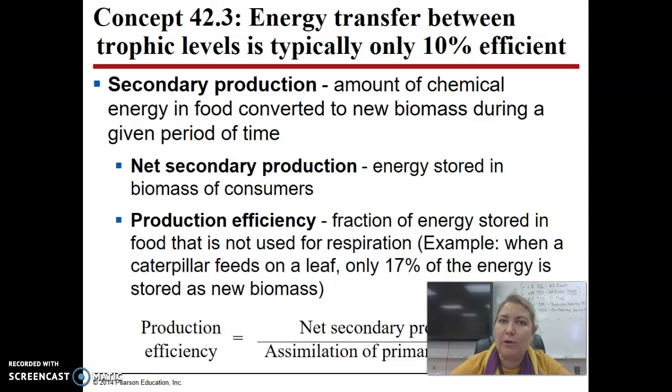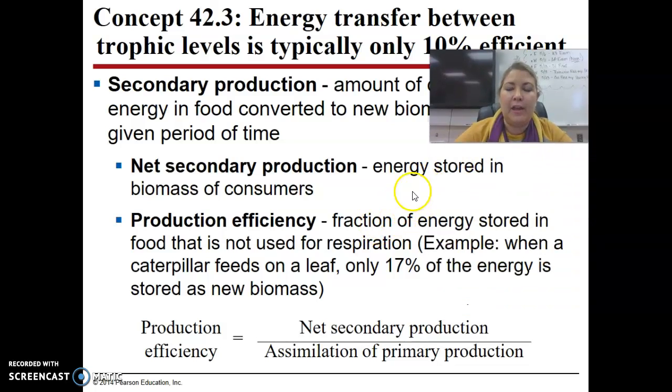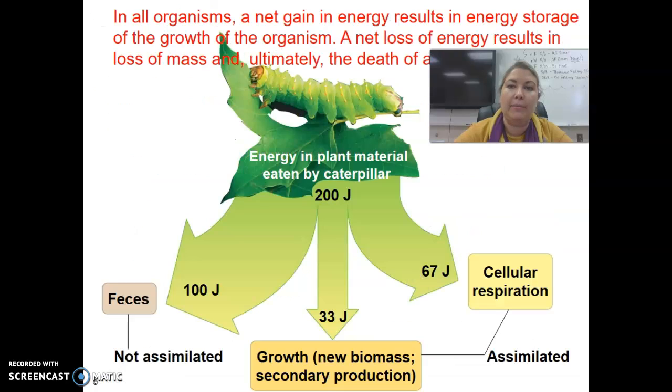Secondary production is what we are measuring with our caterpillars. Generally speaking, energy transfer between trophic levels is only about 10% efficient. And just like primary production, this can be measured by looking at the energy stored in biomass and then dividing it by the amount of primary production. So, for example, when a caterpillar feeds on a leaf, 17% of the energy is stored as biomass. And these are the exact calculations that we will be making with our caterpillars.